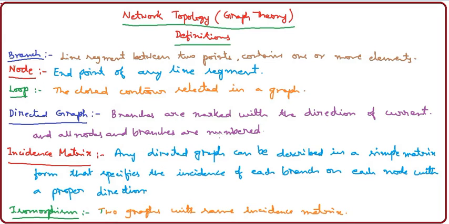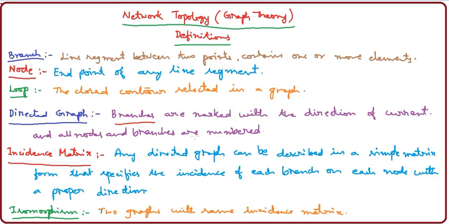Next, directed graph. Branches are marked with the directed current. If in a graph the branches are marked with the directions of the current, then that graph is called a directed graph. And in this directed graph, all nodes and branches should be numbered, that is, given some numbers.